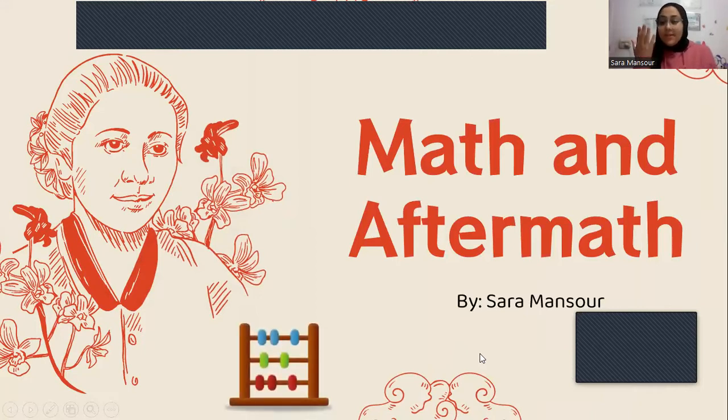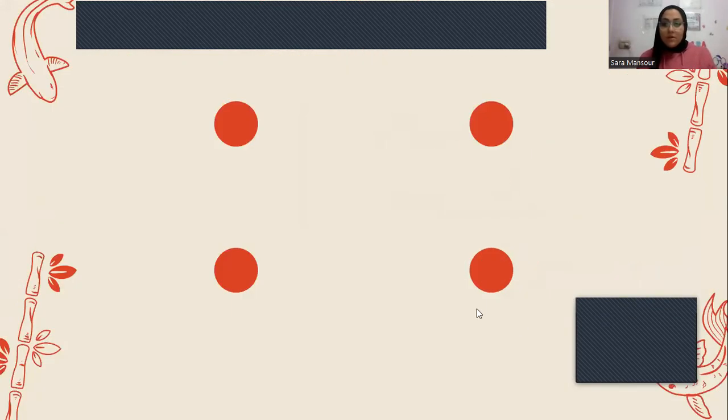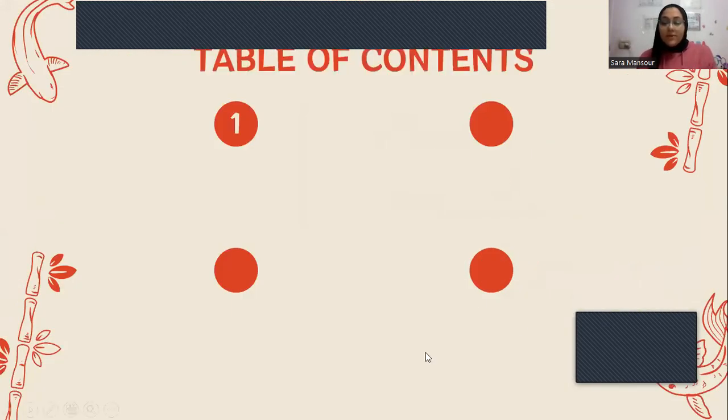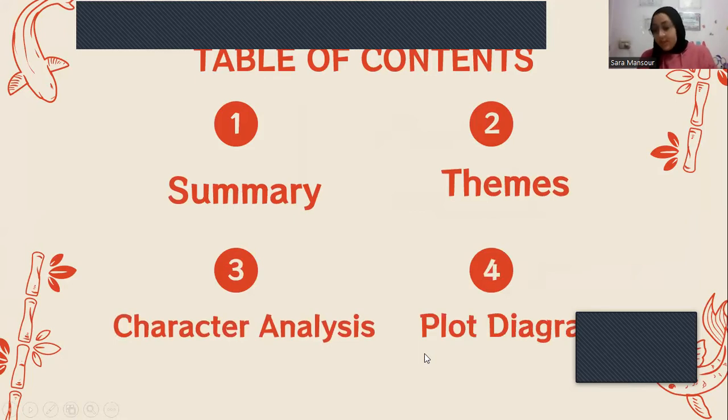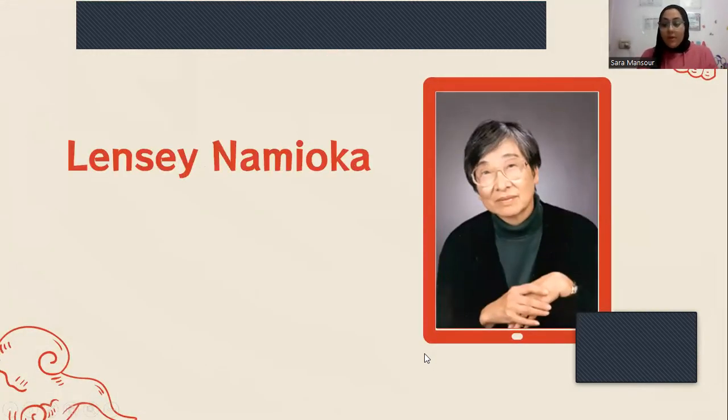As you can see from the title, Math, and from the tool over here, our story is actually going to be talking about something related to math. Okay, so in our story, we're going to be covering the summary, the themes, the character analysis, and finally the plot diagram. First, let me tell you more about the author.